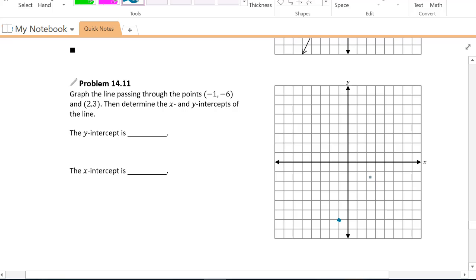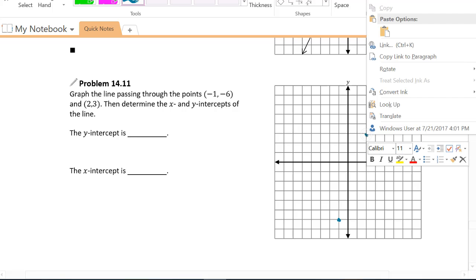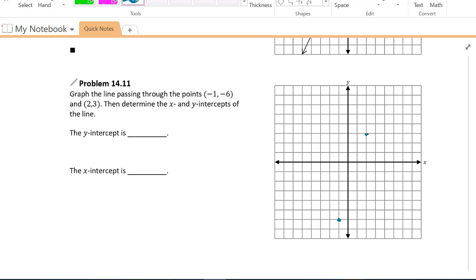Okay, so that is -1, -6. And then we have 2, 3. So 1, 2, and then 3. 1, 2, 3. Right here. That is my 2, 3. This guy is 2, 3, and this guy is -1, -6. And we're going to connect the dots, right? So let's do that.